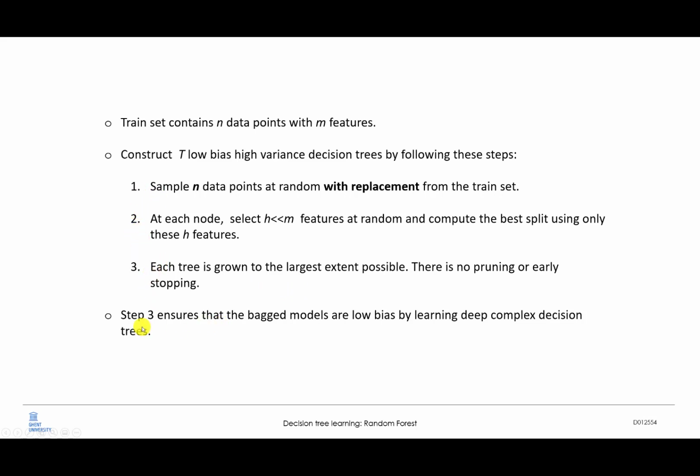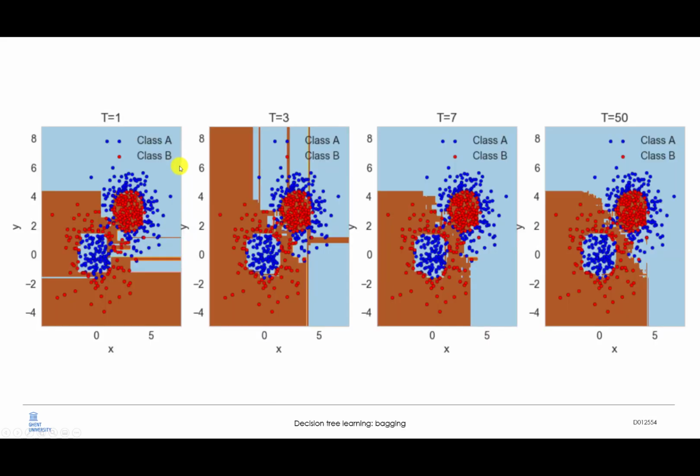Okay, and so as explained, step 3 ensures that the bagging models have low bias by learning these deep complex decision trees. Right? And so we repeat these 3 steps t times, and then of course we take the average of these t decision trees. And so here you can see an example of how bagging works, by adding more decision trees.